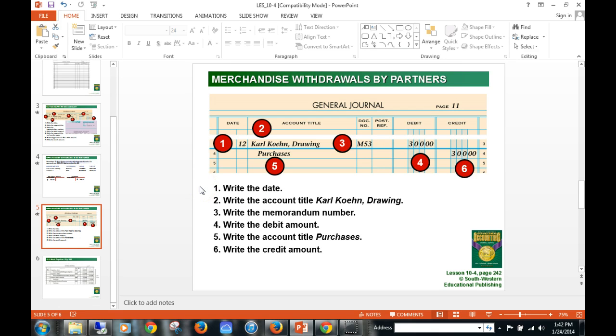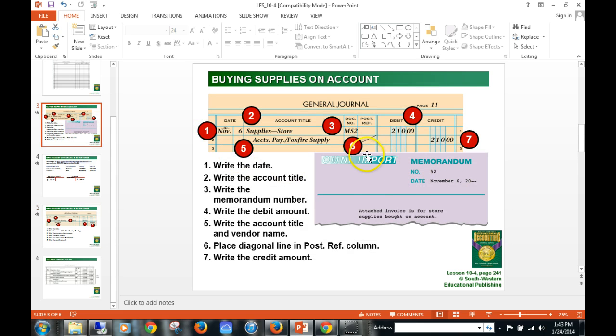And here's how you record that in the general journal. Again, we're going to write the date. We're going to write the account that is affected here, which is drawing. Source document is a memorandum 53. And remember, a memorandum is going to look something like this. It has the number here and the date.